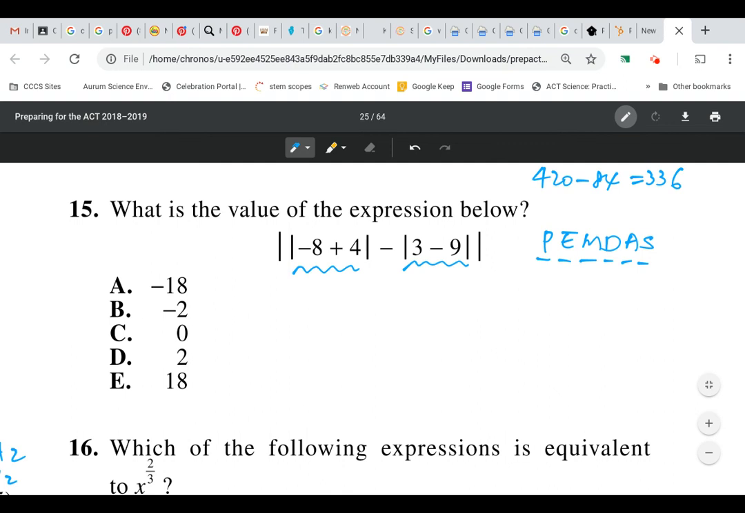Negative 8 plus 4 is negative 4. Then in the other absolute value sign, minus negative 3 minus negative 9 is negative 6. Absolute value means take the positive, right? So the bigger one is still there. Positive 4 minus positive 6, the bigger one gives you, take the opposite, positive 2. Okay.